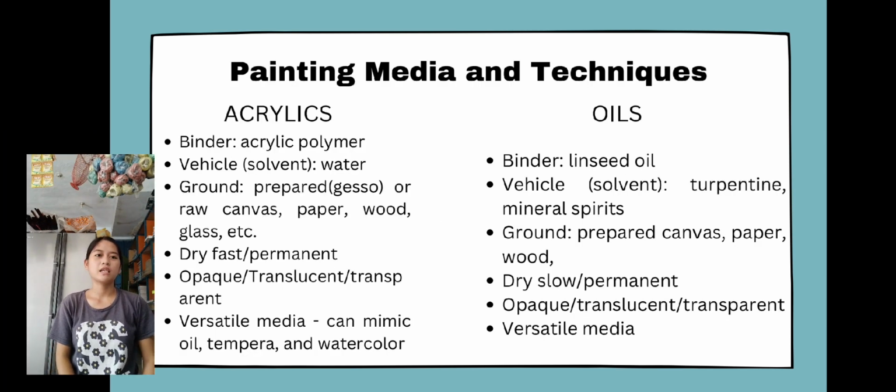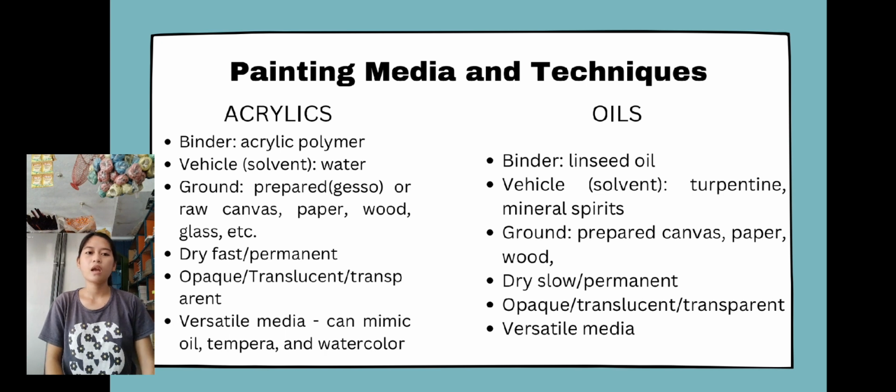Painting media and techniques. The first one is acrylics. Binder: acrylic polymer. Vehicle, solvent: water. Ground: prepared gesso or raw canvas, paper, wood, glass, etc. The fourth one is: dry, fast, permanent, opaque, translucent.